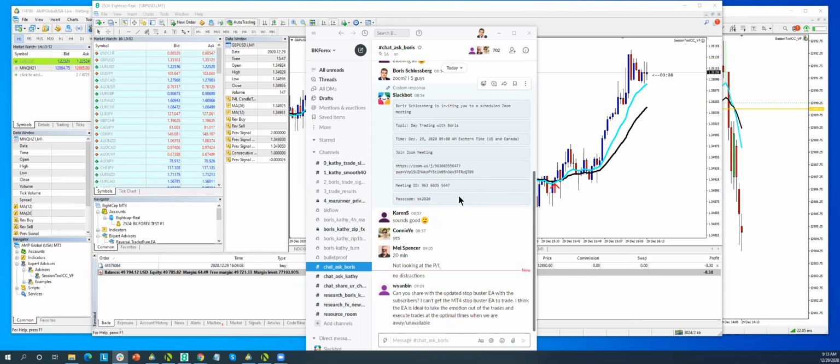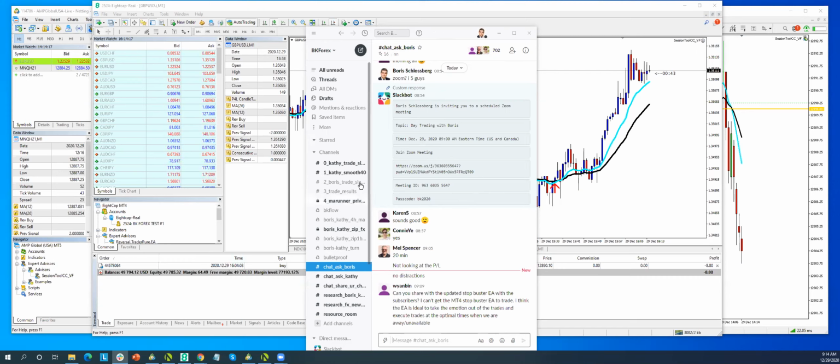First of all, it's not the updated stop buster EA. The stop buster uses reversal trader, reverse trader true. That's the EA that uses the reverse trader true indicator. Let me lay down that EA and that indicator and show you how that works. But just a sec.